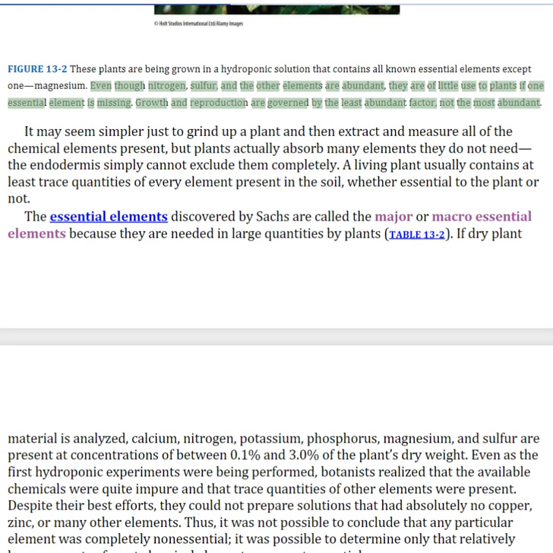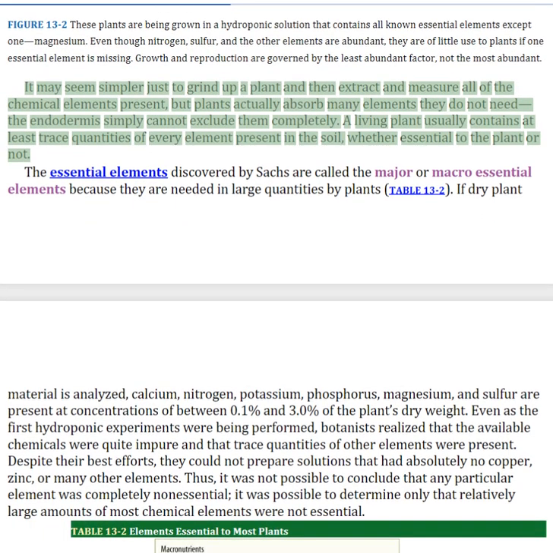Even though nitrogen, sulfur, and the other elements are abundant, they are of little use to plants if one essential element is missing. Growth and reproduction are governed by the least abundant factor, not the most abundant. It may seem simpler just to grind up a plant and then extract and measure all of the chemical elements present, but plants actually absorb many elements they do not need. The endodermis simply cannot exclude them completely.